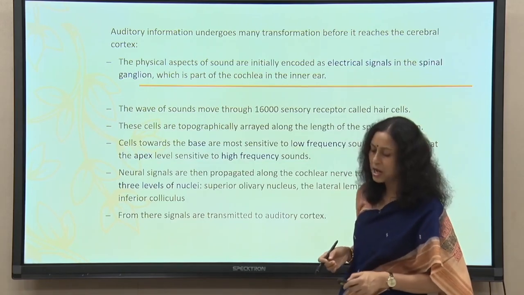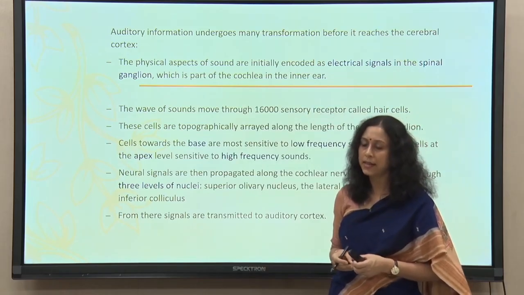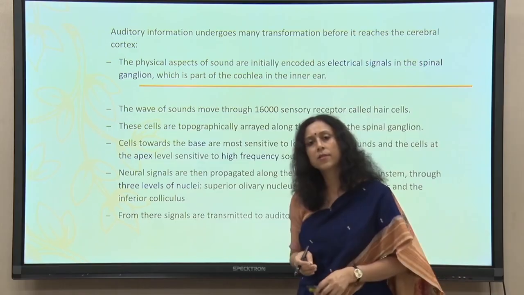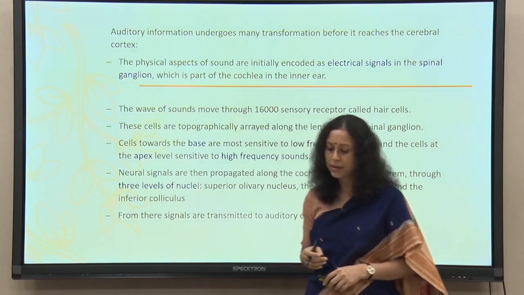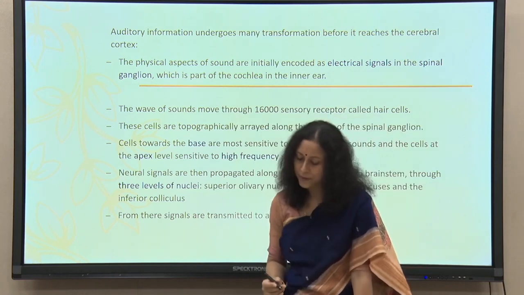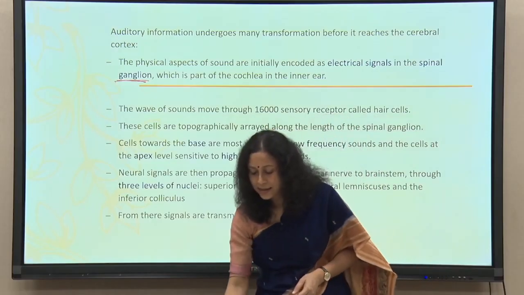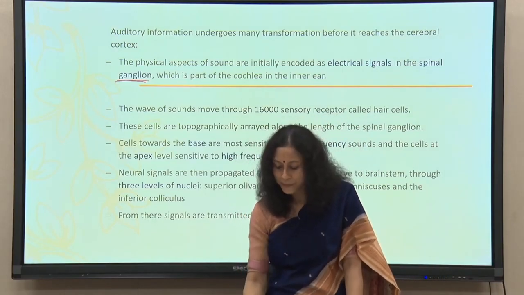So, starting with speech perception, we see how speech perception actually goes through various stages, starting with the inner ear and then going to the auditory cortex. It is a complex, multi-layered process, but we will look at the major points that are part of that processing here. It undergoes many transformations before it reaches the cerebral cortex. Basically, the physical aspects of sound are received through the auditory system, and then they are encoded as electrical signals in the spinal ganglion. This is the first important location where the input is taken as electrical signals, which resides in the cochlea in the inner ear.